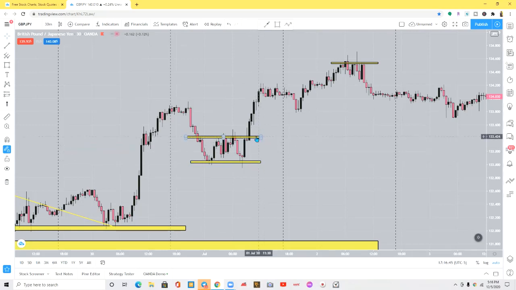Right. Okay. So you would catch after this candle because it closed above these highs. You would get in after this candle, which would catch this move right here.